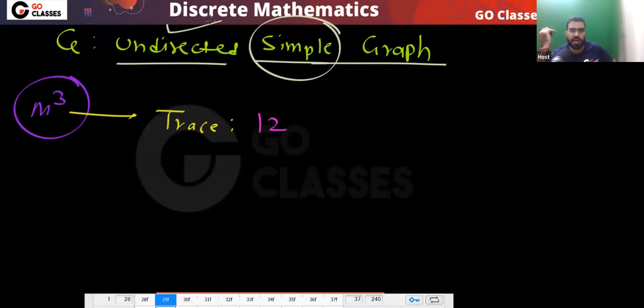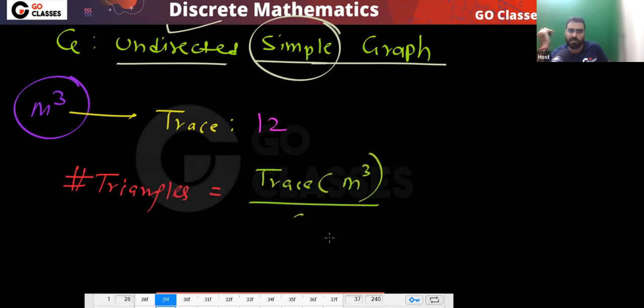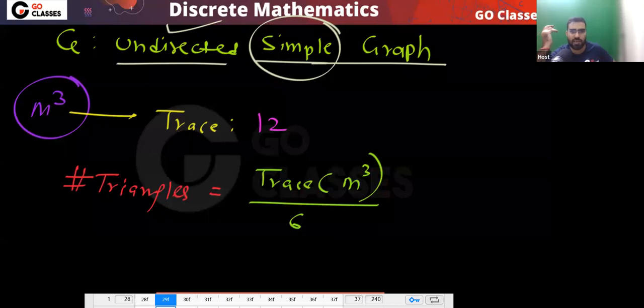But you can notice I have to divide by 6. Number of triangles will be what? That will be this trace. This trace of M cube, I have to divide by 6 because one triangle is giving you 6 value.